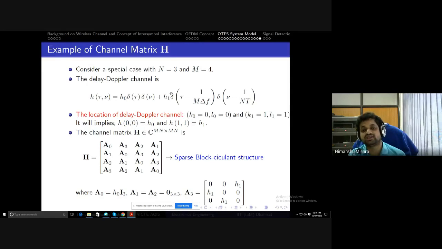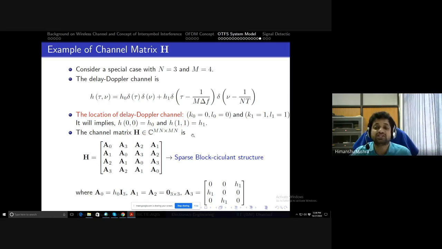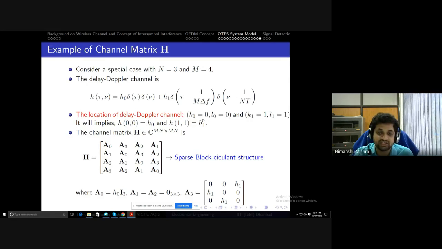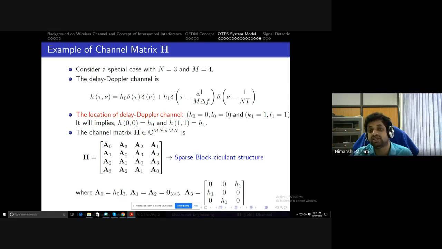The second channel H1 is there at Doppler 1 and delay 1. Always you have to take one combination of delay and Doppler. You cannot tell by just looking at this; you have to tell what is the delay and Doppler. That means this is associated with delay 0 and Doppler 0, and this is associated with delay 1 and Doppler 1. That means delay tap 1, Doppler tap 1.